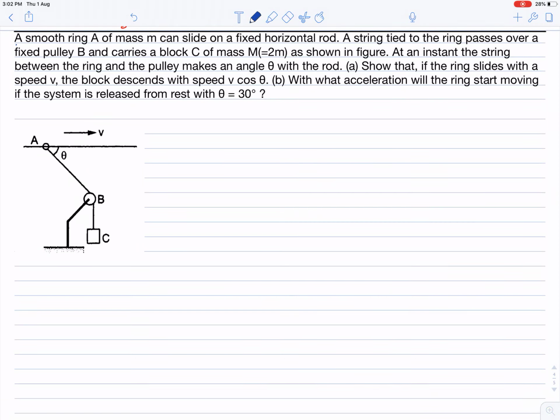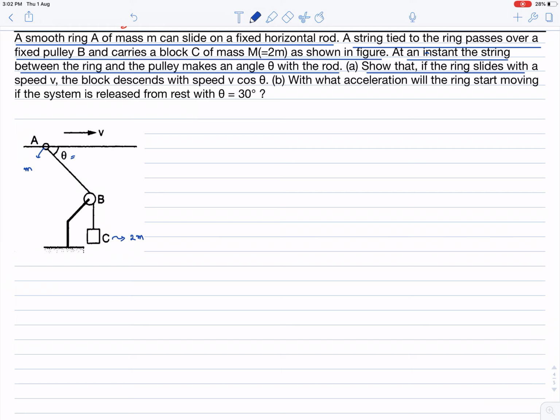Let's see this case. A smooth ring A of mass m can slide on a horizontal fixed rod. A string tied to the ring passes over a fixed pulley B and carries a mass 2m as shown in the figure. So this block has a mass of 2m and this ring over here has a mass m, where this angle is given as theta.